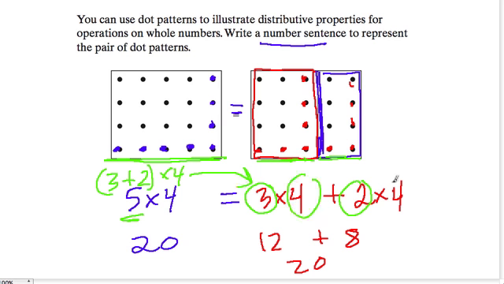Notice the 2 4s right here. That's because we multiplied 4 by both parts, by 3 and by 2. We did 4 by 3, that was this rectangle, and then 4 by 2. In other words, we took that 4 and distributed it or multiplied it out to each part. And that's what we're doing right here. And then we just add the parts together to keep the area.